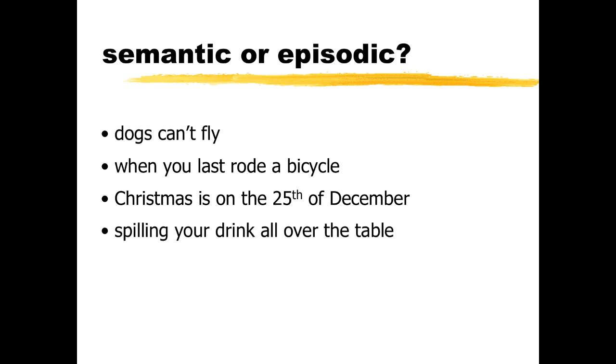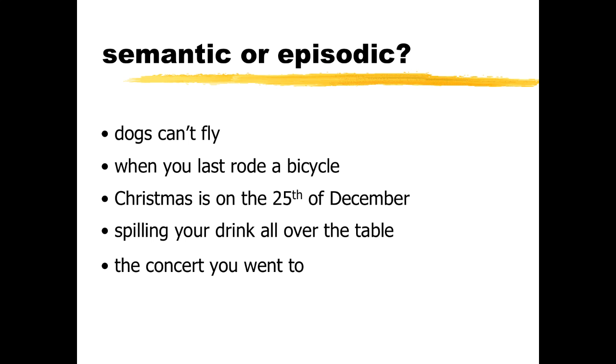Spilling your drink all over the table. So this is probably something you remember rather than that you just know it. So that would be an example of an episodic memory if you remember that experience. Perhaps you remember how you felt about it and what spilled and how badly it spilled and whether it stained anything. How about the concert that you went to? Well, because you actually went to the concert, that's likely an episode that you remember, so that would be an episodic memory.